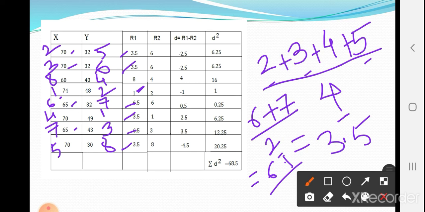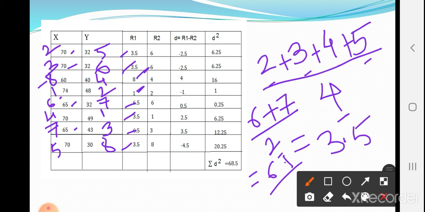Now the next is 60. Here no value is repeated for the 60. So the preference for the value 60 is 8. So write down 8 as it is. Now calculate the R2.